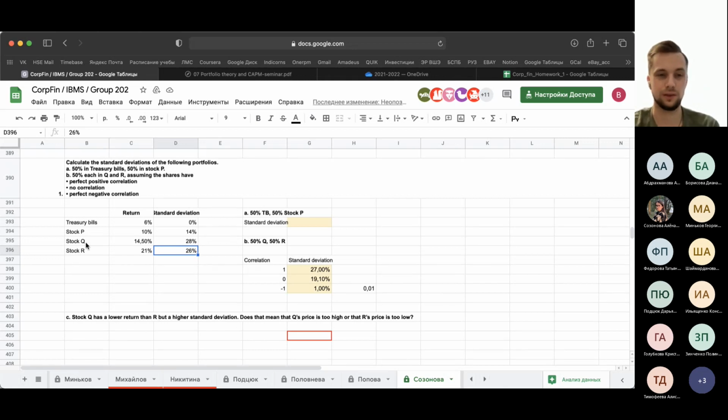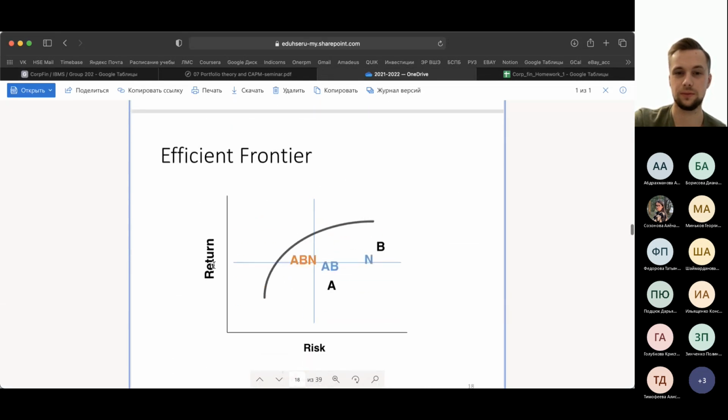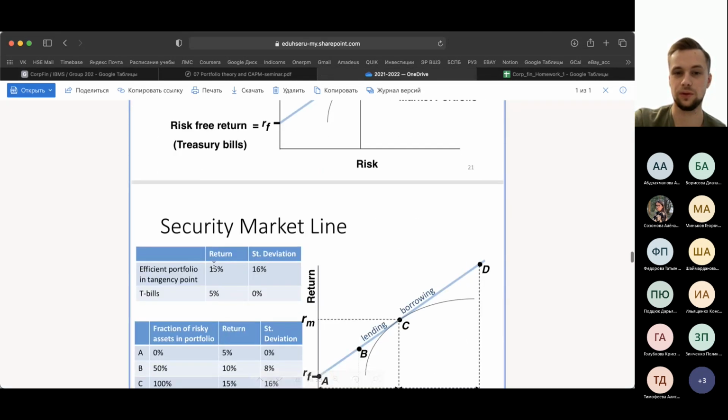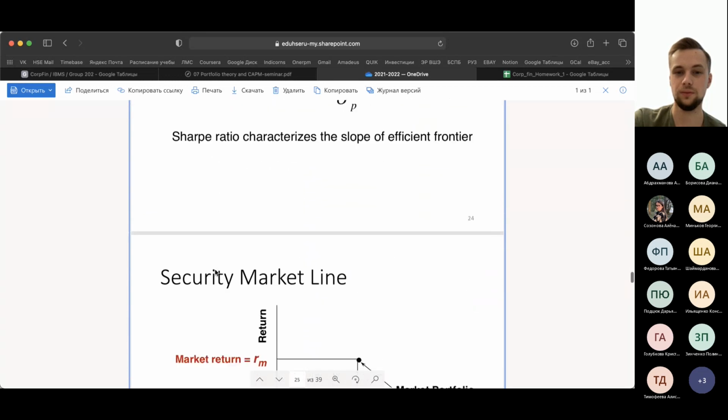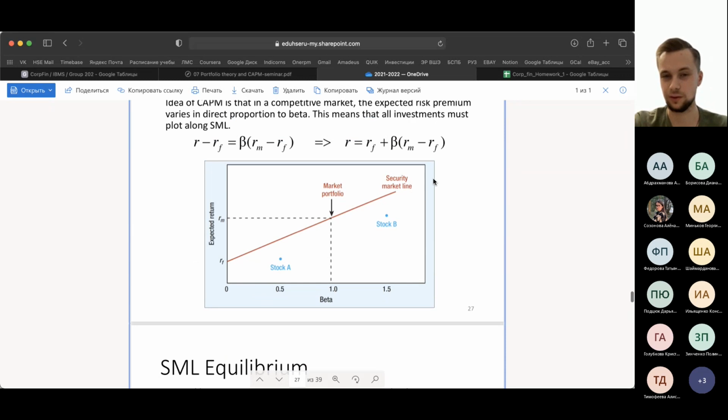We can say that if we assume that the price of stock R is the fair price, then the return of 21% is the return that we should have given the standard deviation of 26%. Yes, we should actually look at the betas for these two stocks, and allocate the stocks on the security market line.